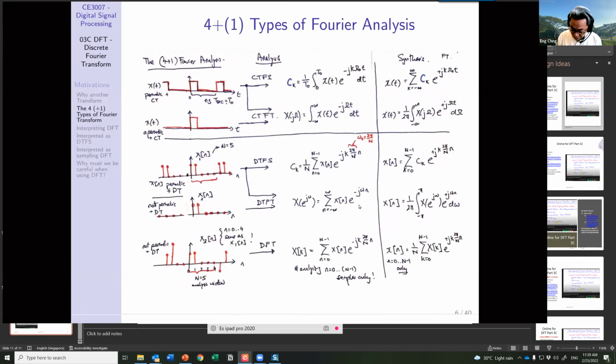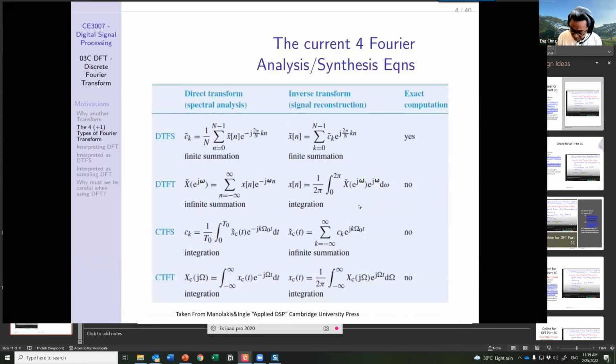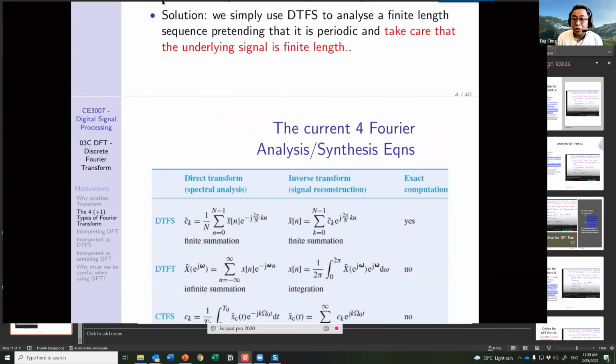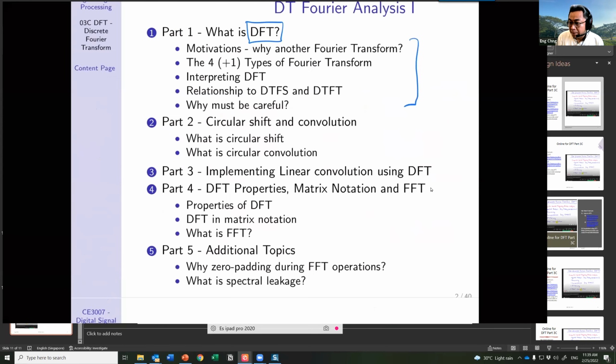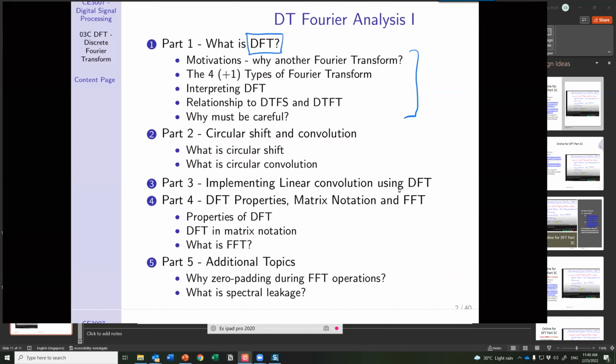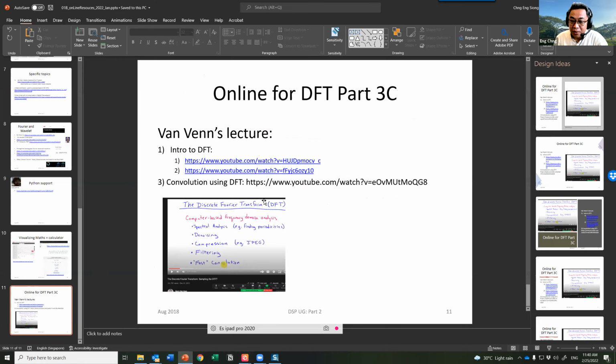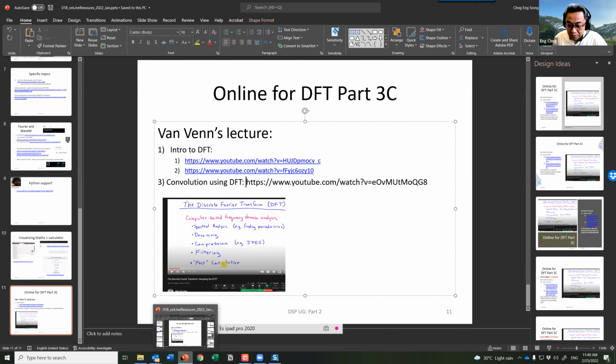So I have just very quickly, in the last few slides, talked about part 1. So I will pause now. In the next part, I'm talking about circular shift and circular convolution. I will also suggest you listen to Van Veen in this link. If you just search for Van Veen convolution using the discrete Fourier transform, you will be able to see this video also. Now, let's proceed.